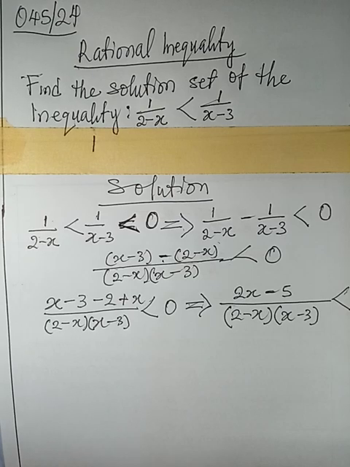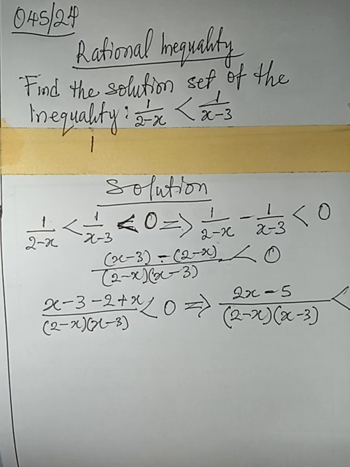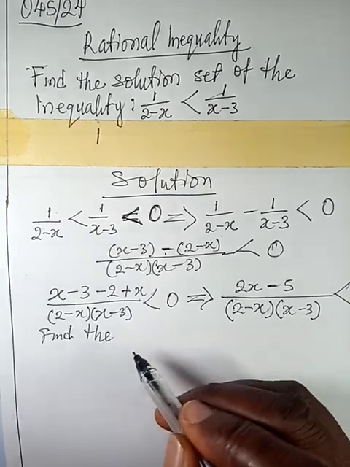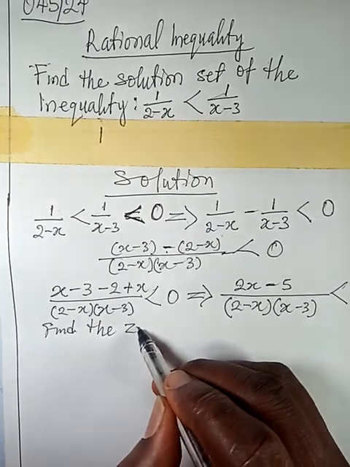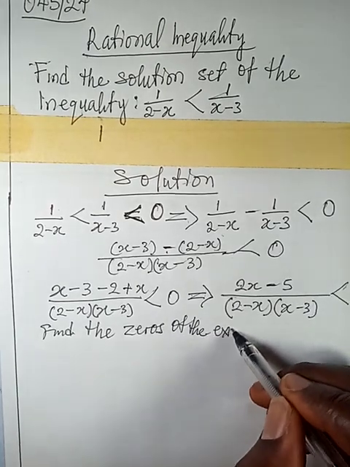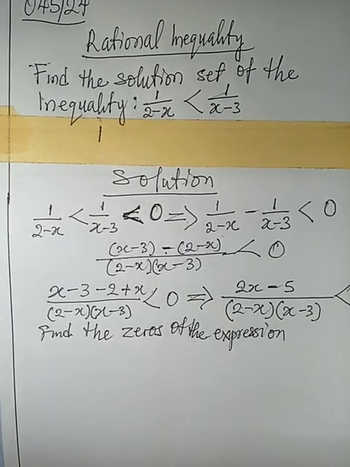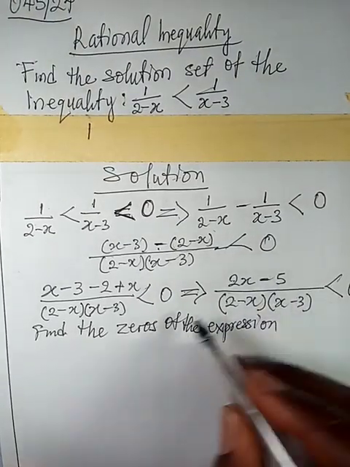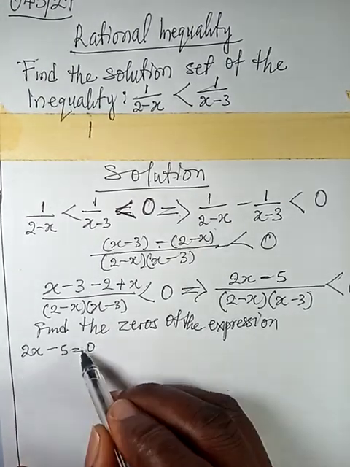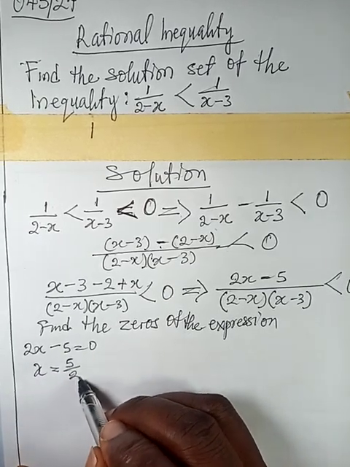So the next thing we do here is to find the zeros of the expressions that make up this fraction. Simply put, we equate each expression to 0 and solve for the unknown. So let me start with the numerator. 2x minus 5 is equal to 0. Solving this, you will notice that x is equal to 5 over 2.